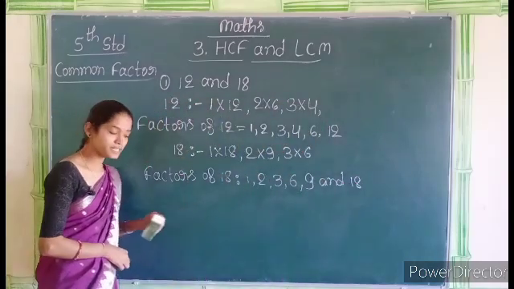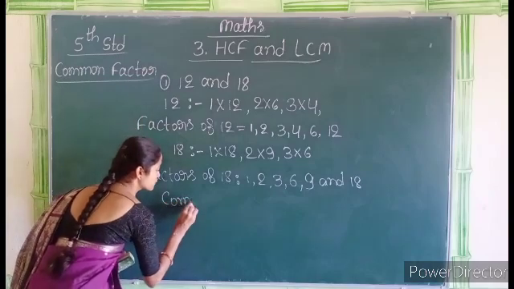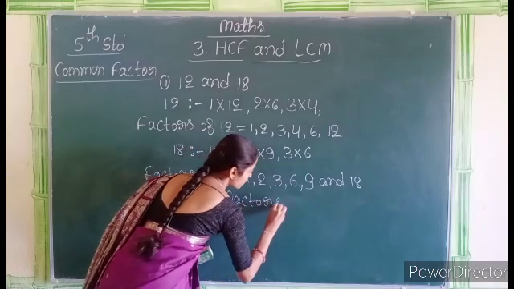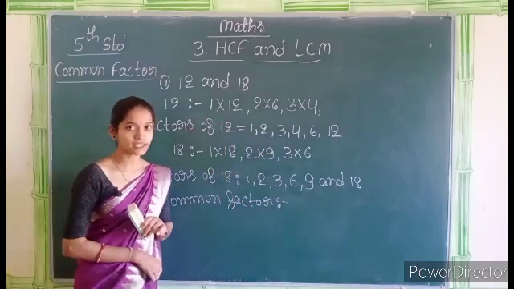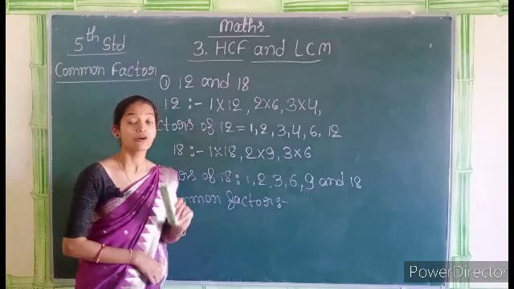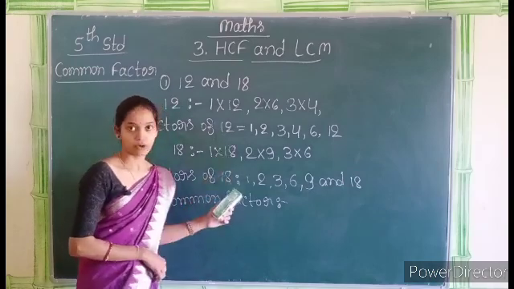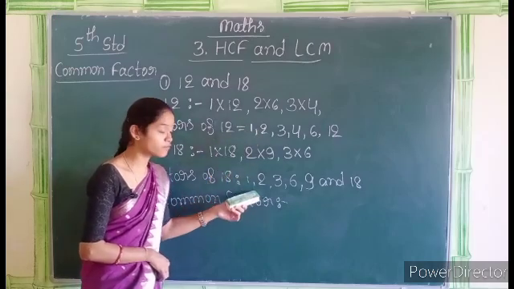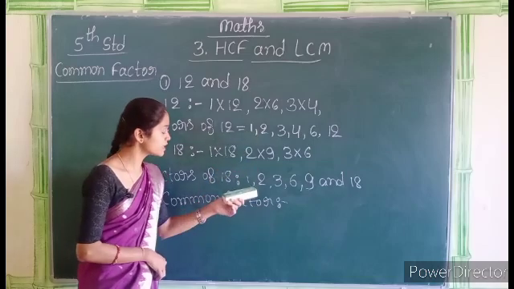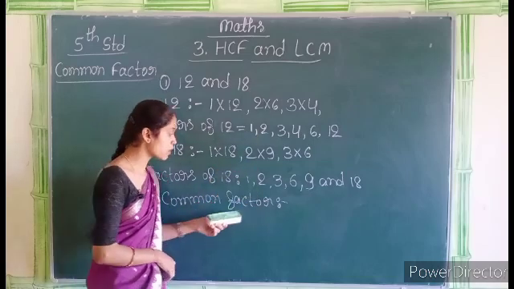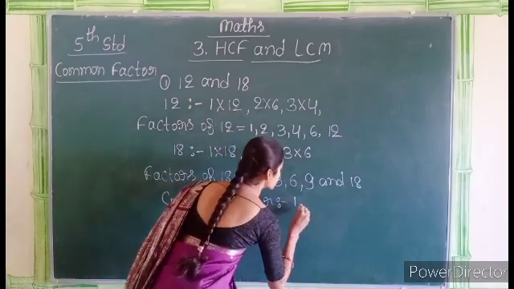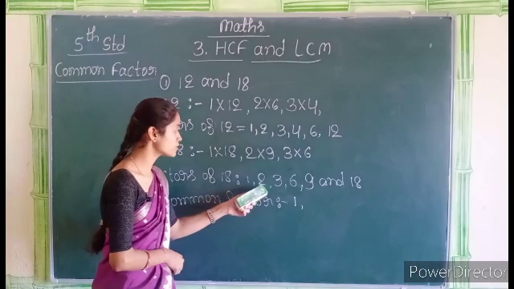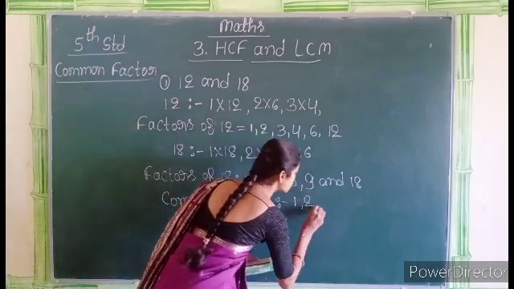Okay, now we have to find out the common factor. To find out the common factor, we have to consider the numbers which are common in both. Okay, and here 1. Now we have to find out this 1 is also in the factor of 18, right? 1, and here also 1 is present, right? So the common factor for 18 and 12 is 1, then 2. This 2 is also present in factor of 18, right? We have to consider 2 also.